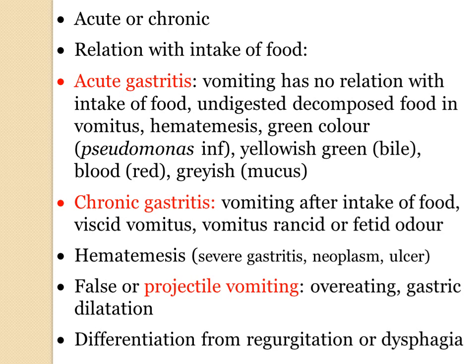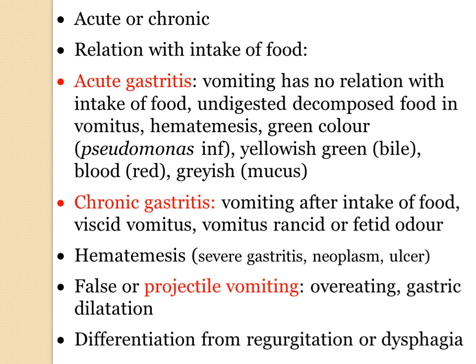Acute gastritis and chronic gastritis are two important diseases that are frequently manifested by vomiting, and they are the major causes of vomiting. In acute gastritis, generally vomiting has no relation with intake of food, because here the vomition occurs by irritation in the stomach. So whether the animal takes food or not, it has less relation. The vomitus contains undigested, decomposed food.